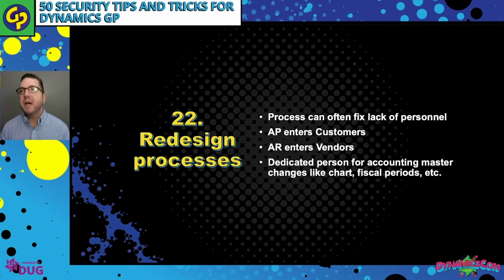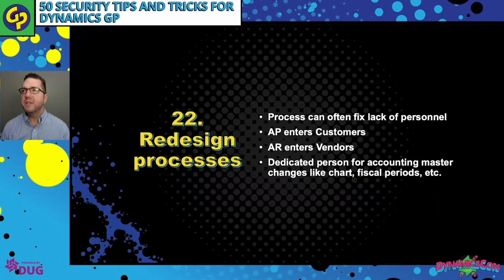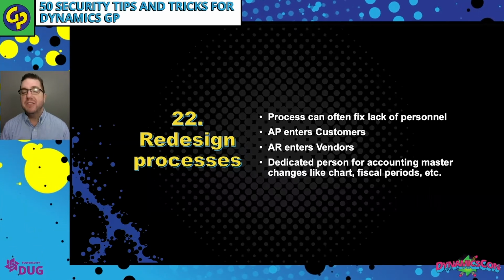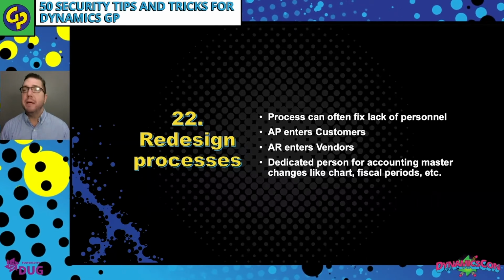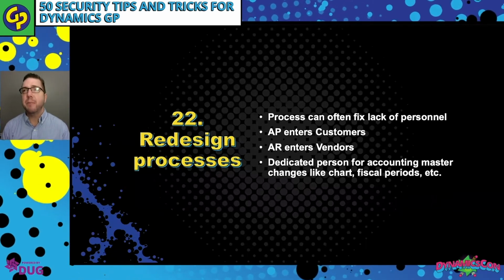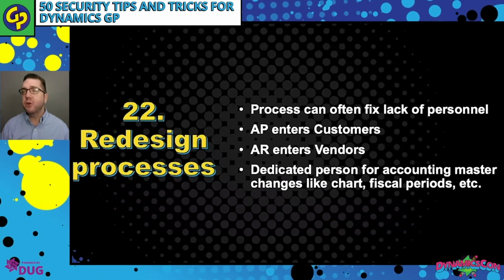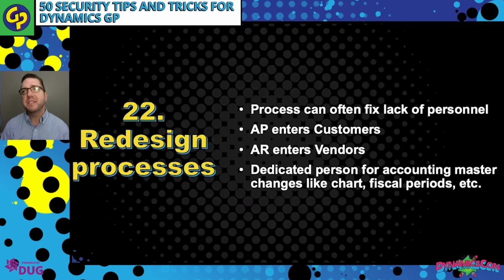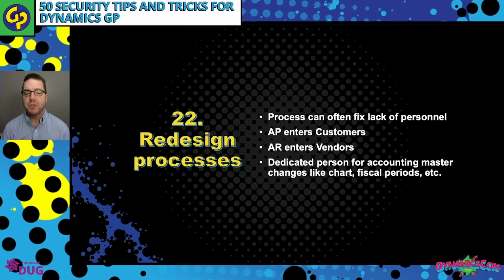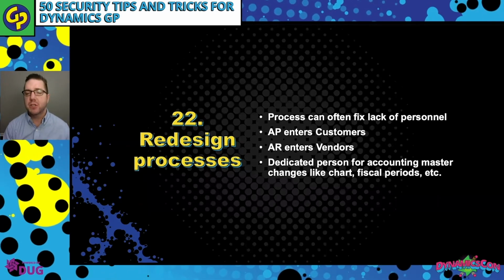22, redesign processes. So with some of the things we've talked about, I've seen some folks redesign their processes to get that segregation of duties. So for example, instead of AP entering vendors, AP people enter customers, and then they enter vendor transactions. So now we've separated customers from customer transactions. AR enters vendors instead of entering customers, and now we have that separation between transactions and master records. Those kinds of things can be a great way to do this. You're not adding any people, you're just kind of swapping the jobs around.